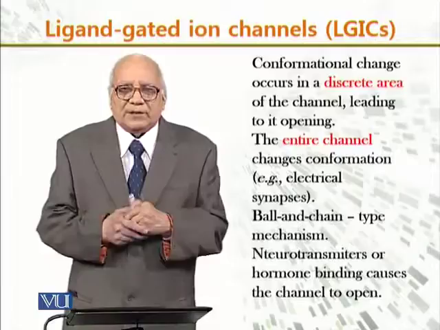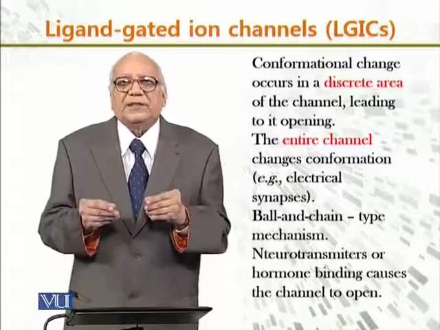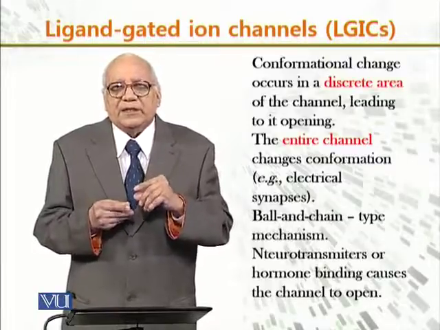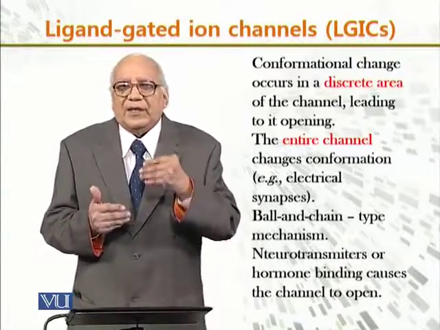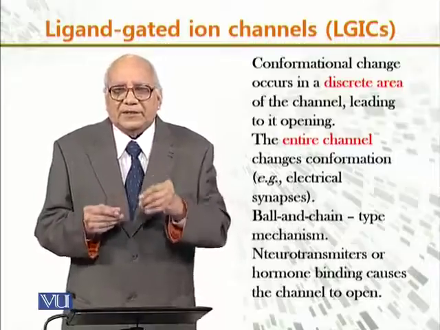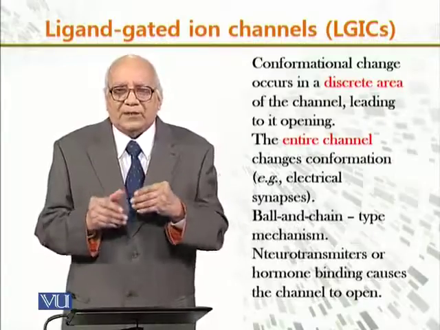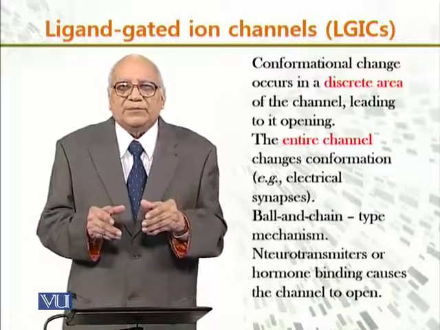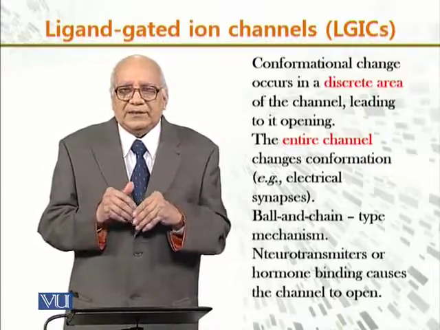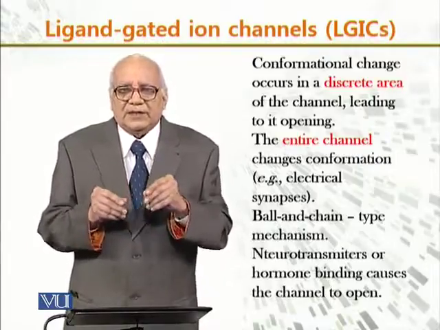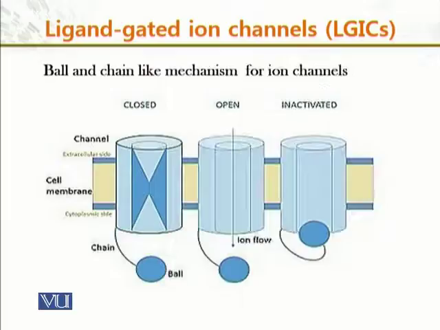And there are different models like the ball and chain type, where in the channel there is a ball and chain. The ball actually fits into the channel or is removed from the channel, and the ions or the other signals pass through. Neurotransmitters and hormones binding causes the channel to open. Some of the neurotransmitters are hormones and some of them are not, but they are mainly responsible for the channel to open or close so that the desired effect can be carried out.